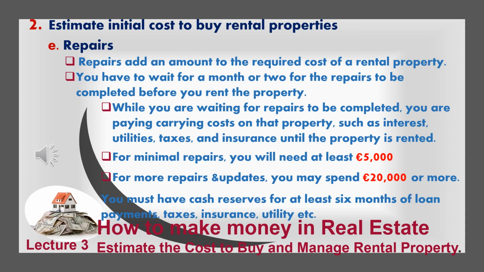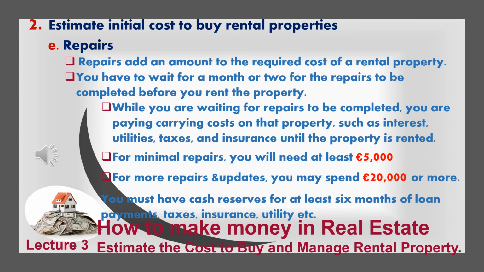It will take a month or two to have a contractor complete most repairs, but it sometimes takes longer. Repairs usually cost more than first estimate. On a house that needs minimal repairs, assume that you will need at least €5,000 in work done before it can be rented. On a house that requires more repairs and updates, you may spend €20,000 or more. It is always the little things that take time and add up to big repair costs. As a general rule, always add €5,000 for unknown costs on any rental that you buy.